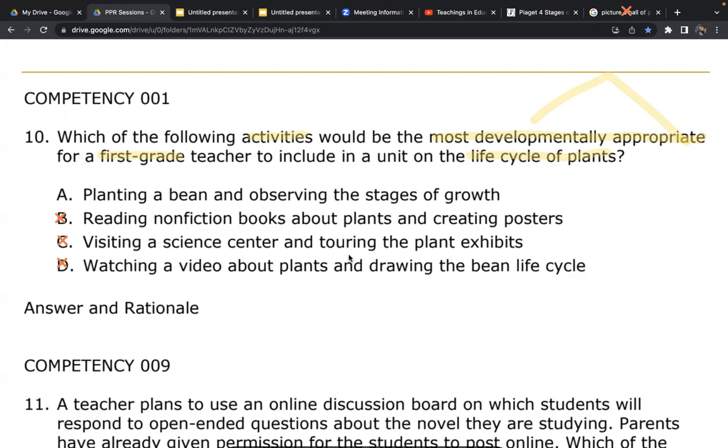The bean going into the dirt, covering it, watering it, having seen it sprout, seeing it go through all of the stages, having them do it, manipulate it, see it. And could you do these other things as well in your unit? Definitely. You absolutely could and probably should.